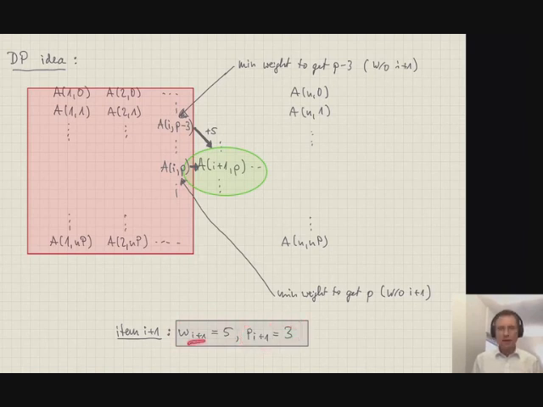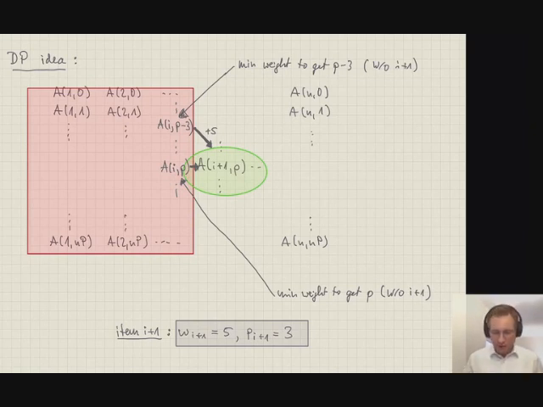So item number I plus 1 has a weight of 5 and a profit of 3. If in the minimum weight subset, in order to achieve a profit exactly P, I do not include this I plus first item, I can just copy the entry from the previous column, which was already representing the minimum weight to achieve profit exactly P, only taking items 1 up to I.